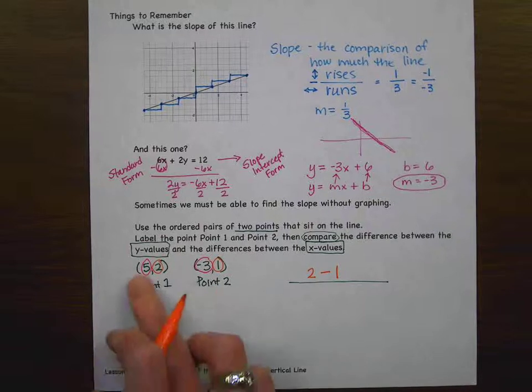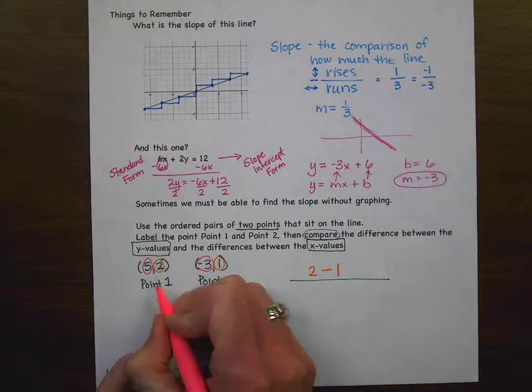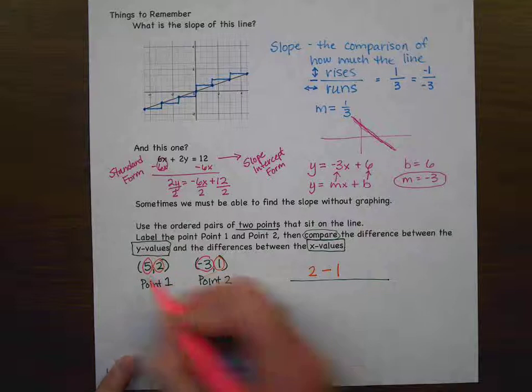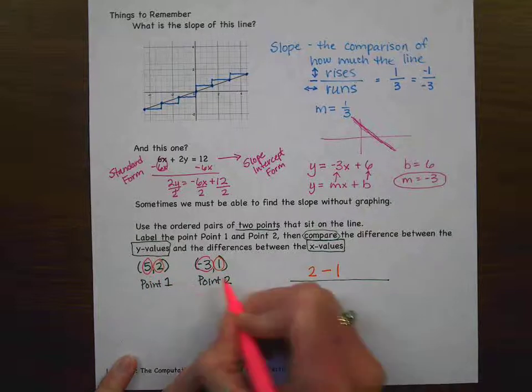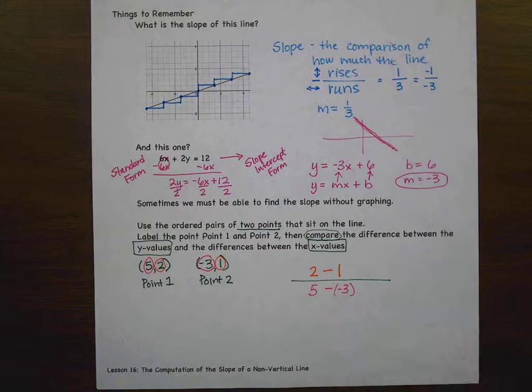And since I started with this 2 being first, I have to start with the 5 first for the x's. You can't flip-flop them. They have to start from the same point. So this is the point we started with. This is the point we ended with. So this is the point we have to start with. So 5 minus a negative 3.